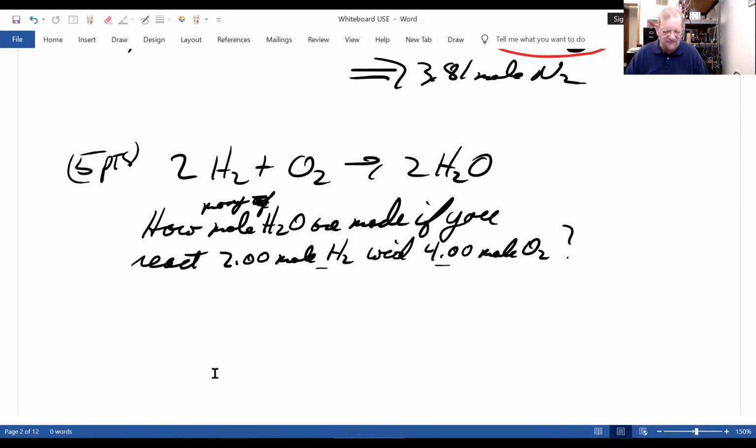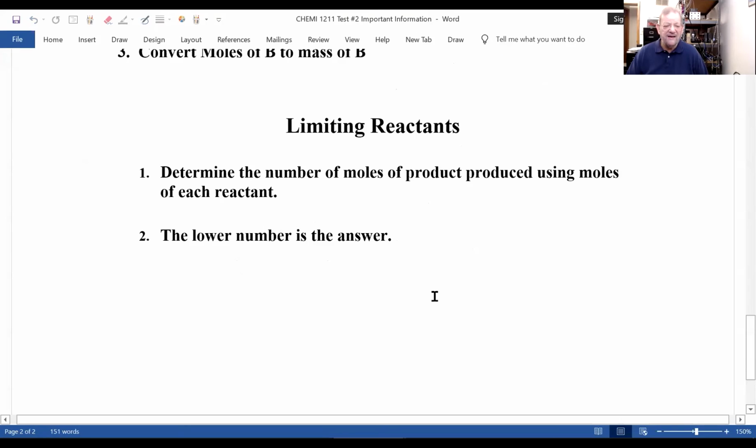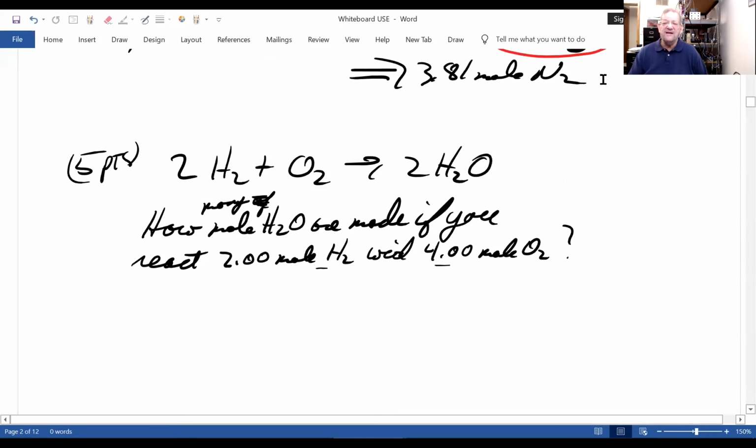And just to remind you, let me show you something first. Important information, limiting reactants. Determine the number of moles of product made using the moles of each reactant, and the lower number is the answer. So you have to determine the number of moles of the product using each reactant, and the lower number is the answer. And let me get you back to here. Your turn.